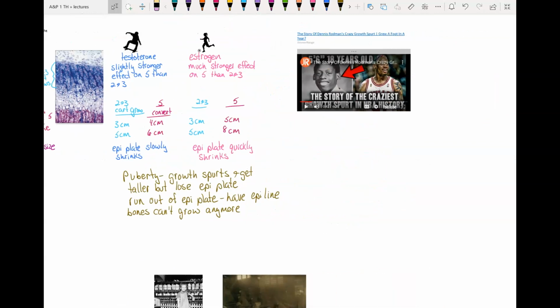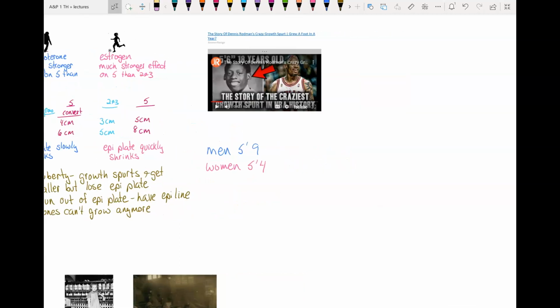Okay, if we go back and think a little bit about growth and getting taller. On average, adult men are 5'9". That is the average height for an adult man. And an adult woman, on average, is 5'4". So there is a difference between height in men and women. And if you think about kids and growing up, let's just go through the lifespan here.